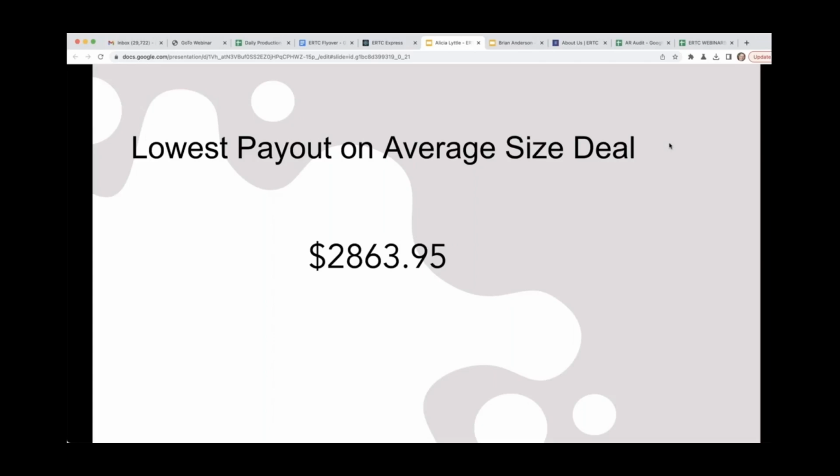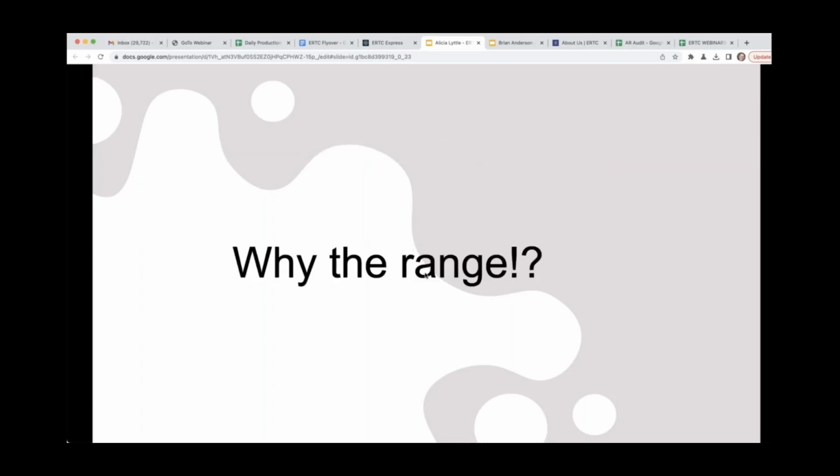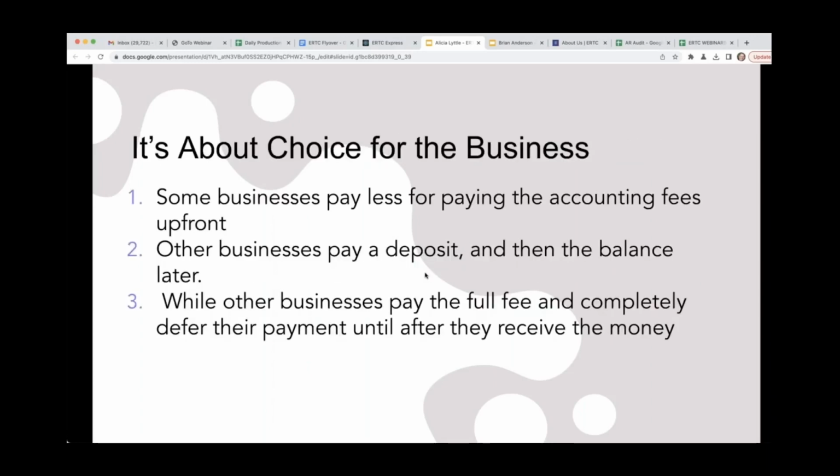The highest payout on the same size deal was $7,159. Think about that. You could make somewhere between $2,800 and $7,100. Right? Not too shabby. And you may be thinking, why the range? Well, funny enough, it's about choice for the business. Some businesses pay less in fees. Some businesses pay more, right? And there's a bunch of reasons behind it, but that's why there's a range.